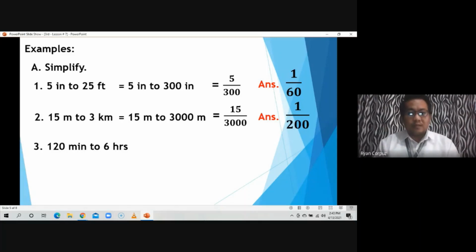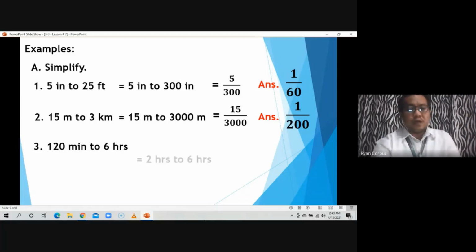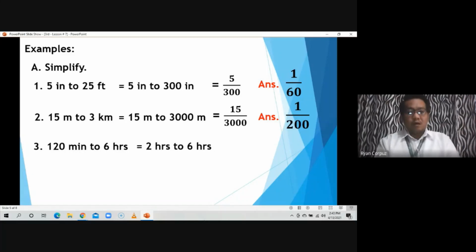Siyempre mas madali since exact naman yung 120 minutes in terms of hours, di ba, every 1 hour is equivalent to 60 minutes. So since 120 minutes yun, ibig sabihin meron tayong 2 hours there. So convert natin 120 minutes in terms of hours, so magkakaroon tayo ng 2 hours to 6 hours. So they are now on the same unit of measurement. So same din naman makukuha nating simplified form even if we convert 6 hours in terms of minutes. Yun nga lang, mas malaking number ang may encounter natin than converting 120 minutes in terms of hours.